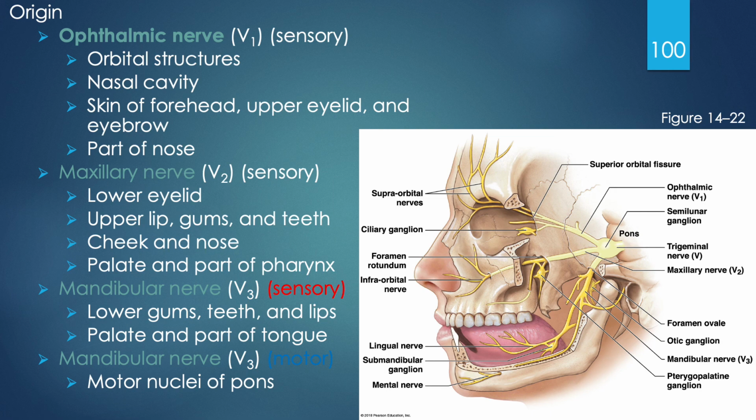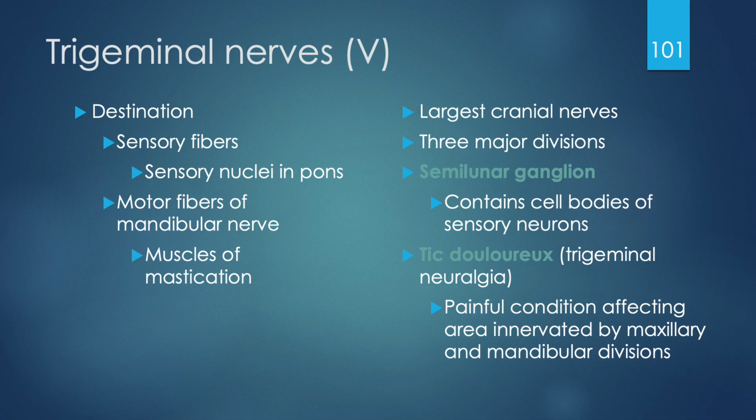The mandibular nerve is broken down into two components, the sensory and the motor components. So the sensory component innervates the lower gums, teeth, and lips, the palate, and part of the tongue. And the mandibular nerve will send information from the motor nuclei of the pons. The destination of the trigeminal nerves in sensory fibers is specifically the sensory nuclei in the pons.